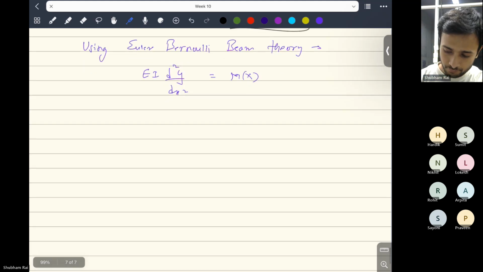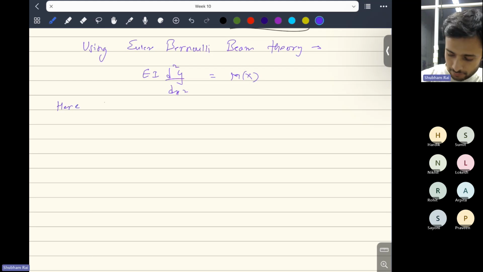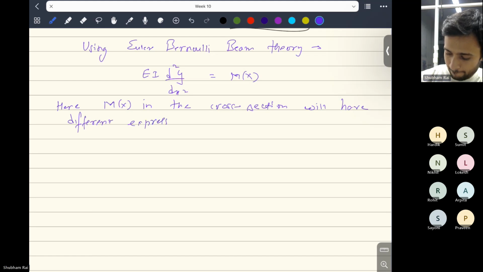So here M(x) will have a different expression for x less than L by 2 and x greater than or equal to L by 2. So we consider two cases separately.